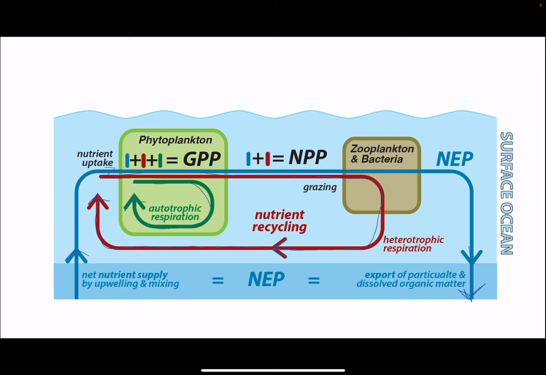And when we think about gross primary productivity, it's all of these things together, the blue plus the red plus the green. And then when we define net primary productivity, it's the blue plus the red, and then you subtract out the green. So you take out the respiration there. And so net primary productivity is all of this organic matter that's available for the rest of the ecosystem.